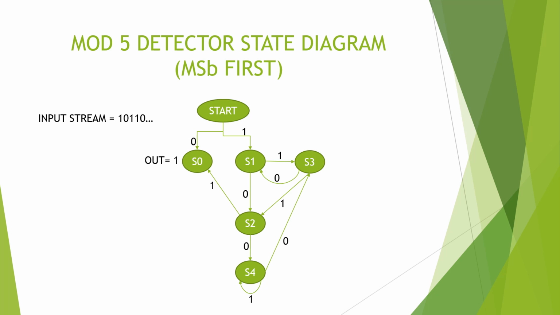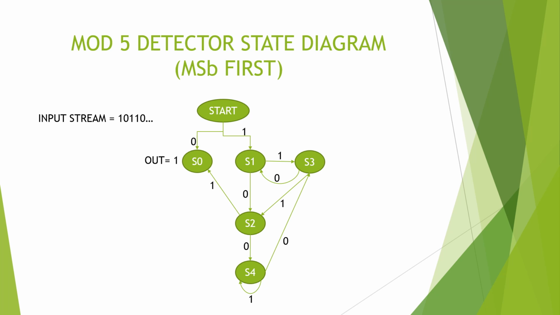They represent the remainder after division by 5. So S1 means the remainder is 1, S2 means the remainder is 2, and S3 means the remainder is 3, and so on. S0 means the remainder is 0, and that's when the logic should output a flag where out is equal to 1, representing that the number is divisible by 5.